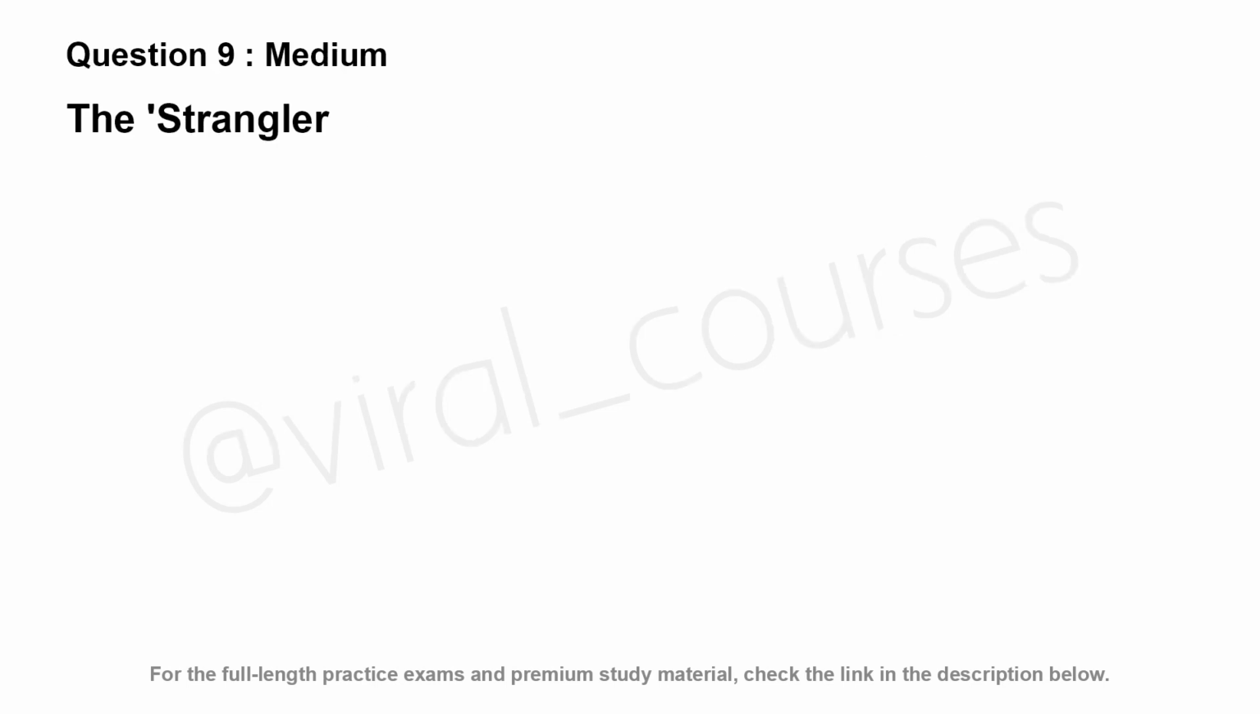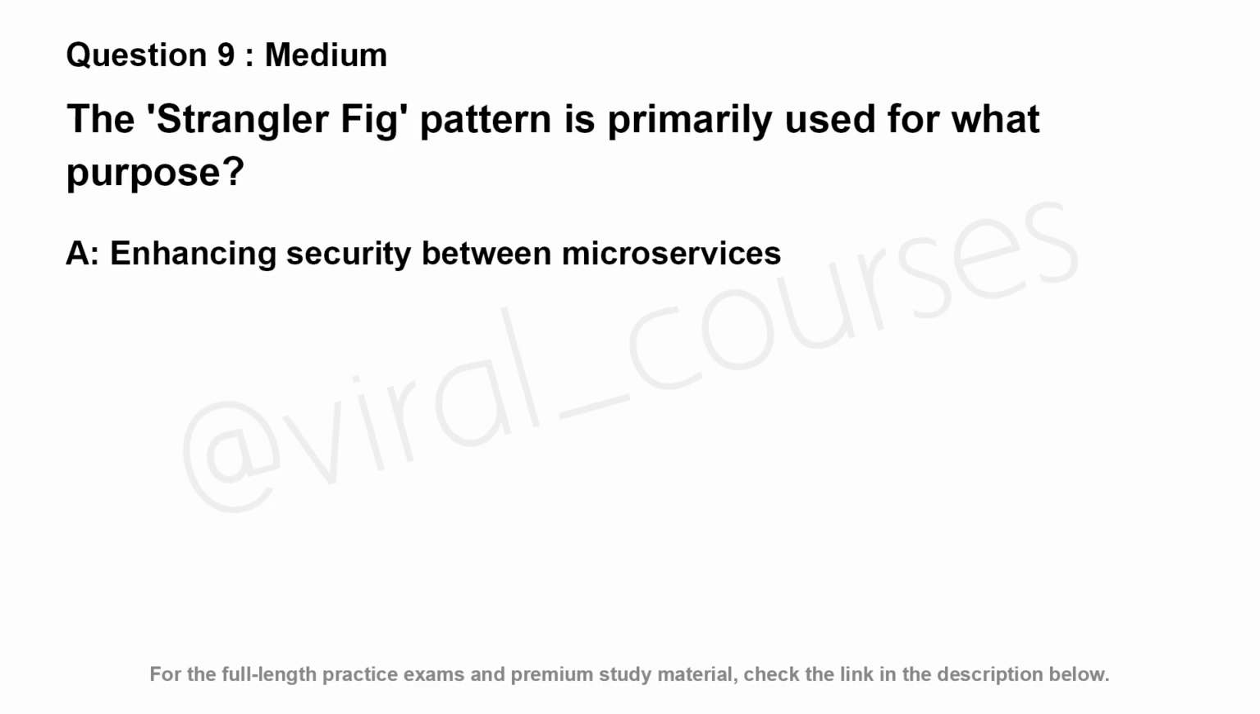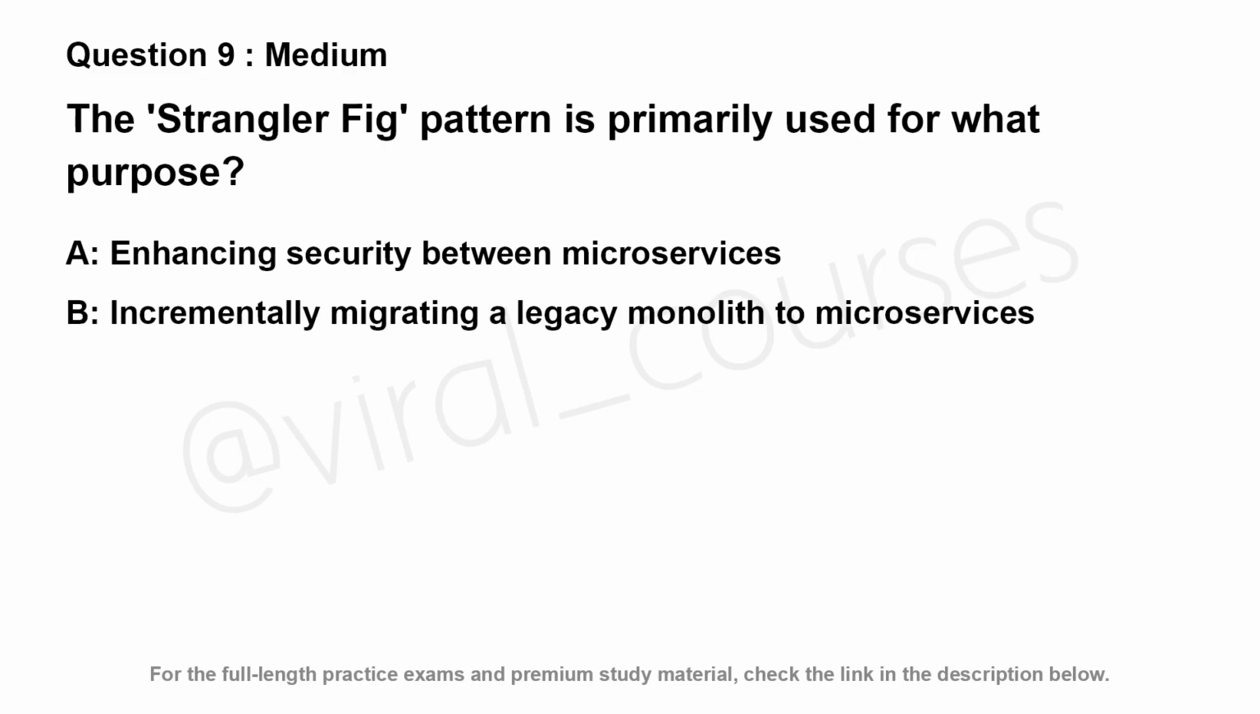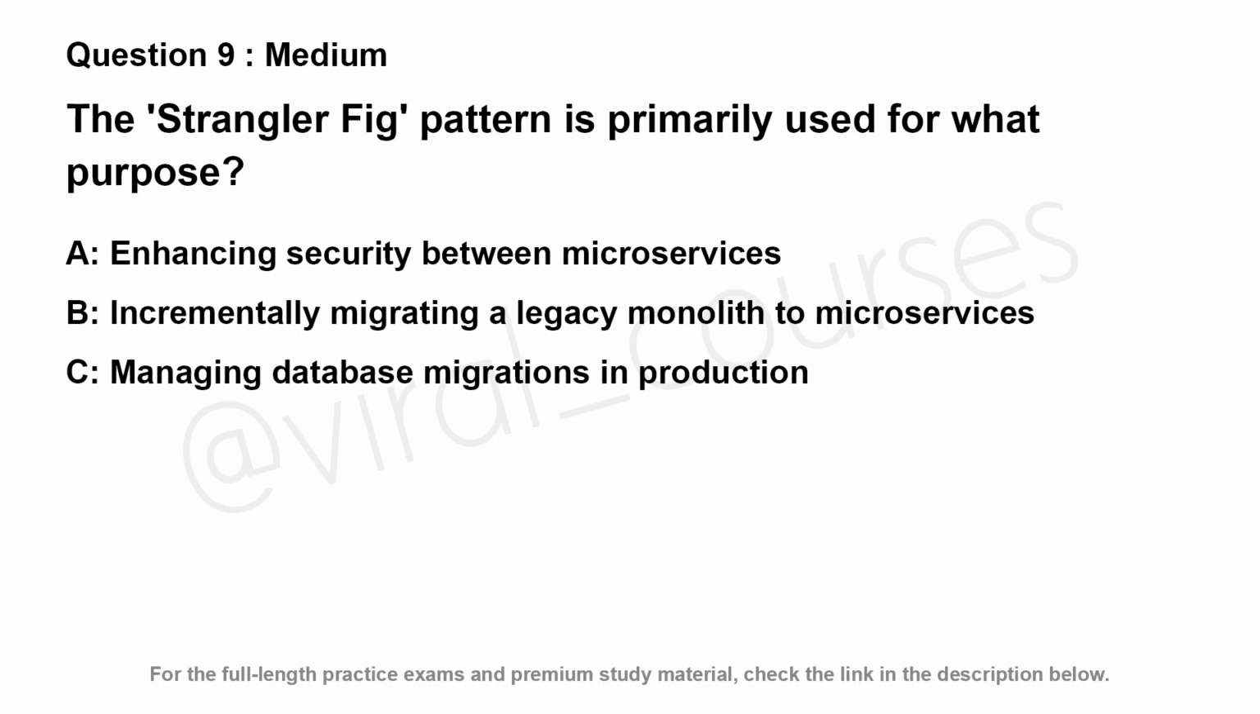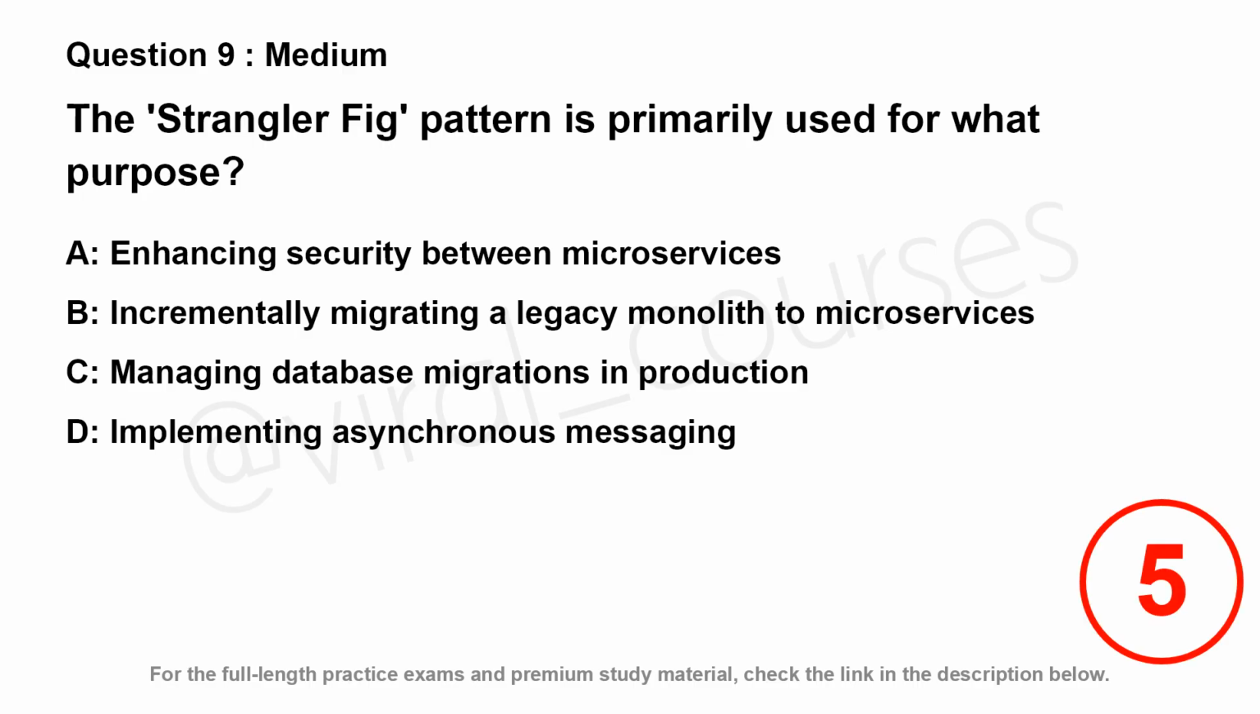The strangler fig pattern is primarily used for what purpose? Option A. Enhancing security between microservices. Option B. Incrementally migrating a legacy monolith to microservices. Option C. Managing database migrations in production. Option D. Implementing asynchronous messaging.